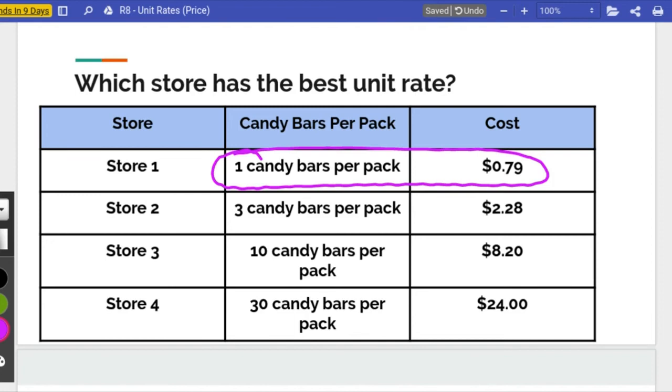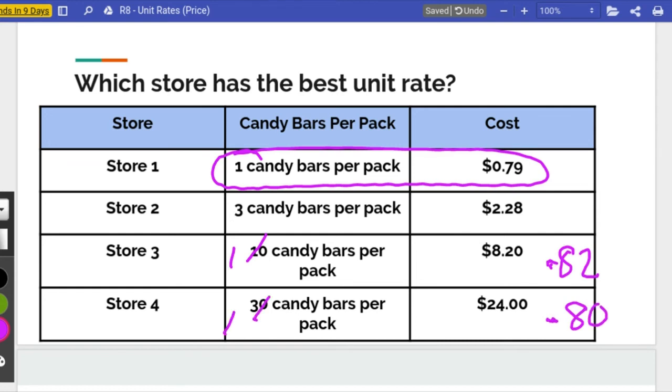Store number 3 is 10 candy bars per pack. So I'm really just going to need to divide by 10, $8.20 divided by 10, to get to 1, and dividing by 10 is pretty easy. I just need to move that decimal place over 1. So it would be 82 cents for 1 candy bar there. $24 divided by 30, again, 24 divided by 30 is going to be 80 cents because 24 divided by 3 is 8. So 80 cents for 1 candy bar.